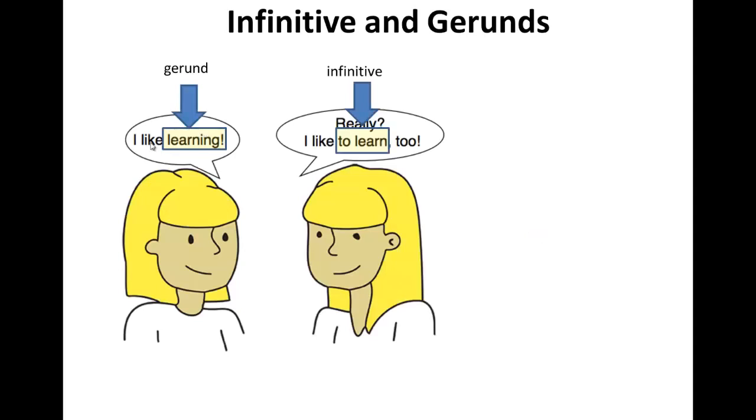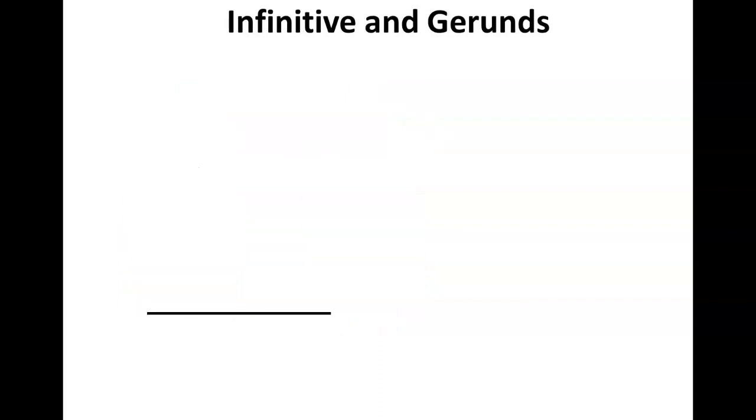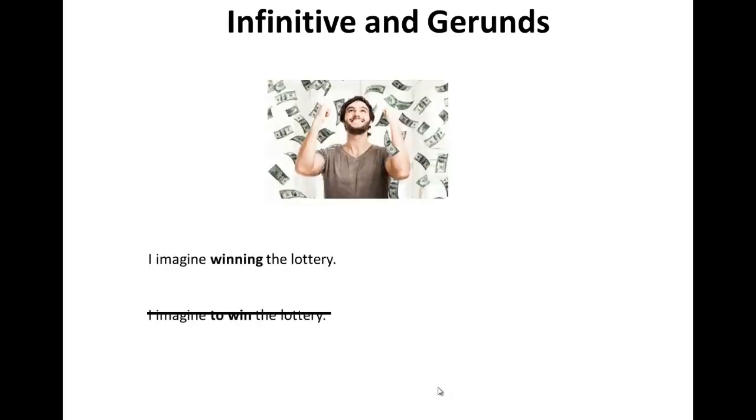So sometimes we can say, with I like, both these forms are correct. I like learning is correct, and I like to learn is correct. But it's not always the case that both forms are correct. It's not always true that we can have ing and to with both forms. For example, if we have this sentence, I imagine winning the lottery, it's correct to use the gerund form, the ing, but it's not correct to say I imagine to win the lottery. So sometimes we have to choose between one of these two forms, okay?